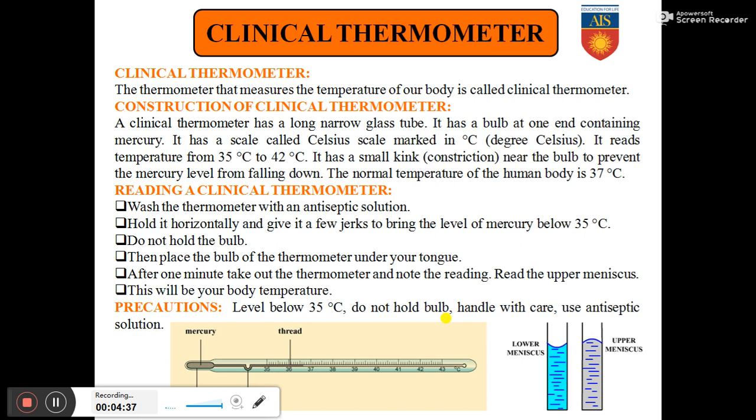But while handling a clinical thermometer, there are certain precautions you need to take. First and foremost, you have to bring the level of temperature below 35 degrees Celsius. Otherwise, the temperature will not be recorded properly. You are not supposed to hold the bulb, because in case you hold the bulb, then the temperature will automatically start getting recorded. You have to handle it with extreme care because the glass is harmful if it breaks, and the mercury is poisonous. So you always have to handle it with care and use antiseptic solution in order to protect yourselves from any sort of diseases and germs.